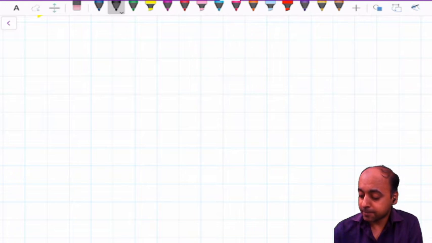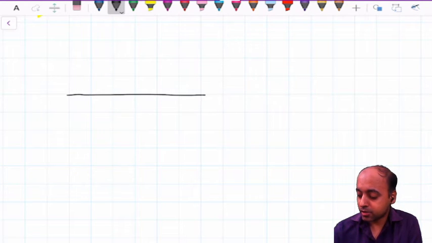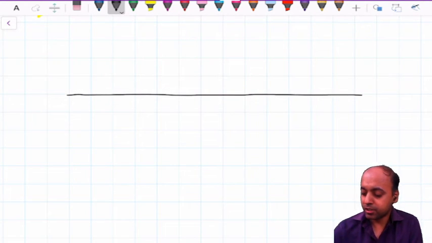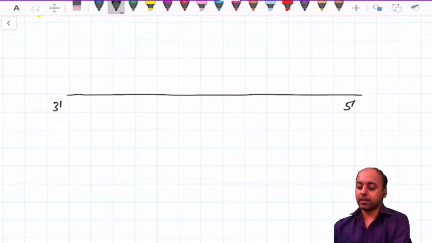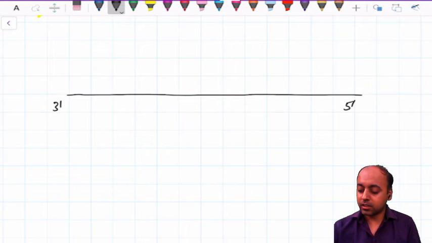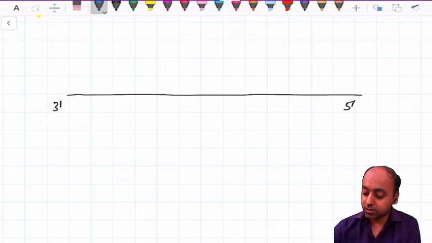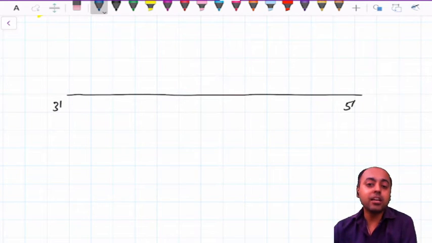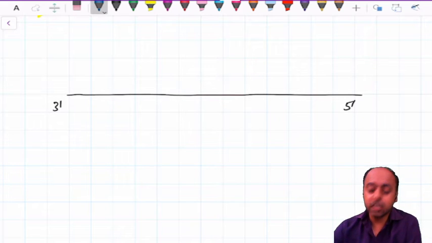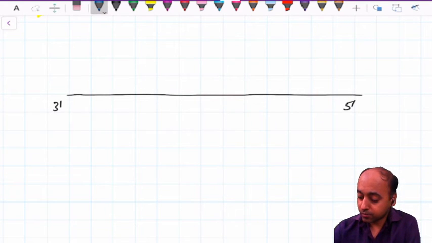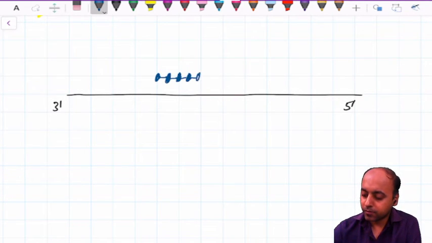So let's say this is the strand with unfavorable orientation, that is 3' to 5', and it will have the lagging Okazaki fragments. So I'll draw the RNA with blue and the DNA with red. So this is the primer, and this is the DNA fragment.